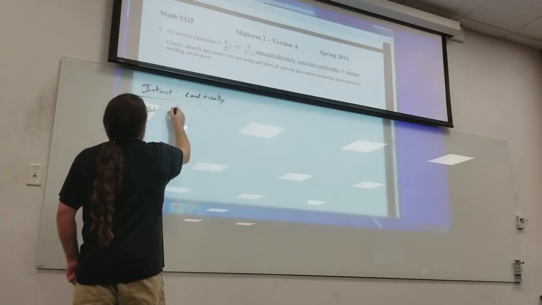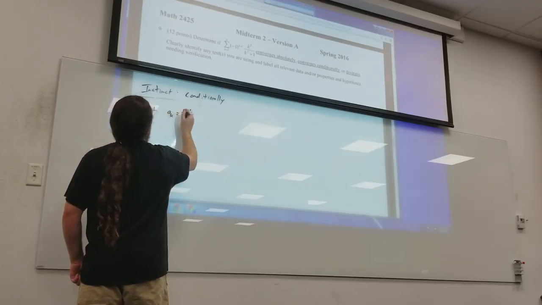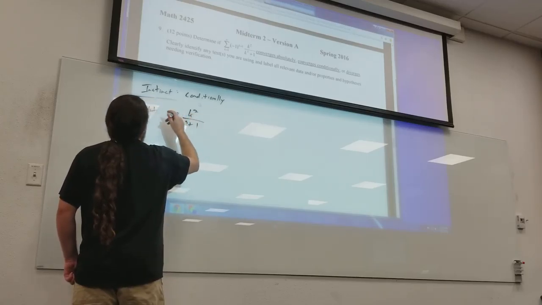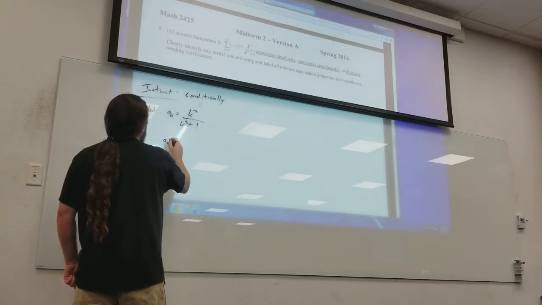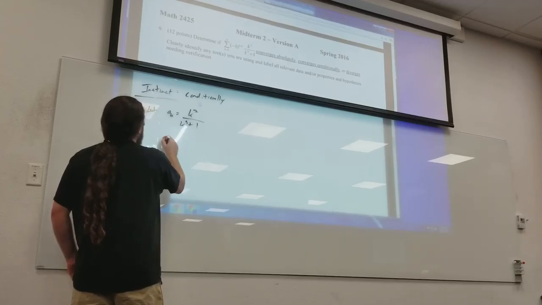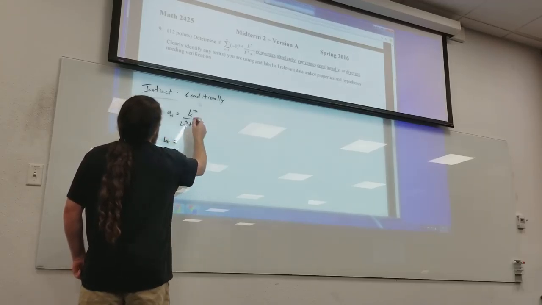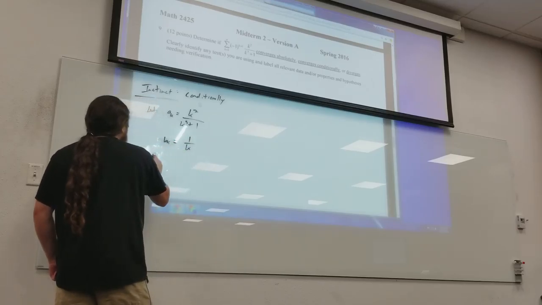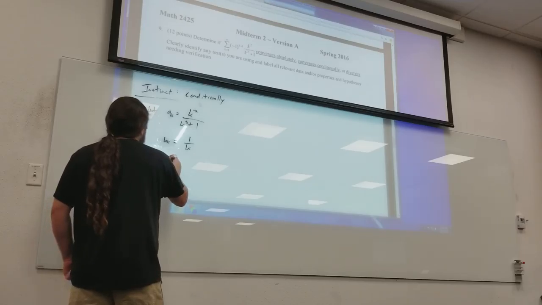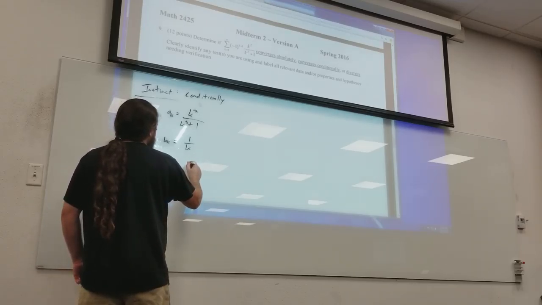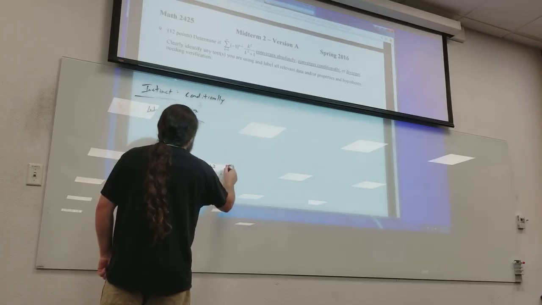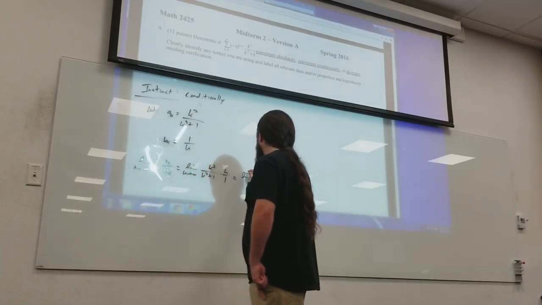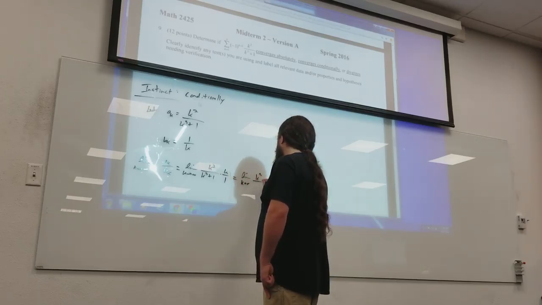So, if I let a_k be k squared over k cubed plus 1. This isn't the one I did the other day, is it? No. Looks pretty similar, but it's not the same one. So, a_k is k squared over k cubed plus 1, and I want b_k to be whatever I'm comparing this to, which is 1/k. If I look at the limit as k goes to infinity of a_k divided by b_k, that is the limit of k squared over k cubed plus 1 times k over 1, which is the limit as k goes to infinity of k cubed over k cubed plus 1.